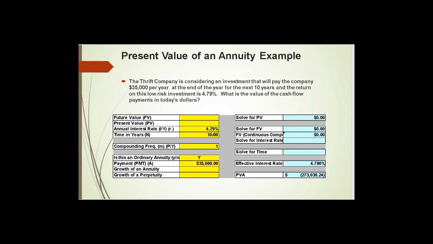So plugging in the numbers, 4.79 is the interest, 10 years. Compounding is once per year. Now we're going to receive $35,000, so this is a positive number. That gives us a present value of an annuity of $273,000. So that's the most you'd be willing to pay to get $35,000 a year for 10 years.